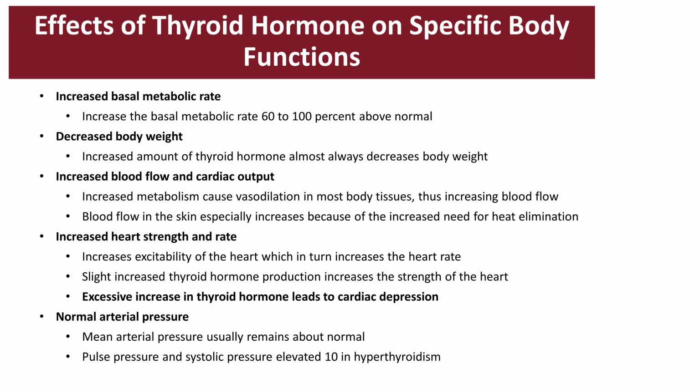There's a positive impact on increasing blood flow and cardiac output, and thus vasodilation to most body tissues, increasing blood flow. Blood flow to the skin is also increased because there is a need to eliminate the amount of heat generated. It also increases the strength of the heart's contraction and heart rate. Excessive amounts of thyroid hormone could even lead to cardiac depression because your heart is overloaded. There's also going to be a change to the arterial blood pressure. The mean arterial pressure usually stays about normal, but the pulse pressure and the systolic pressure can be elevated by up to 10 points in hyperthyroidism.